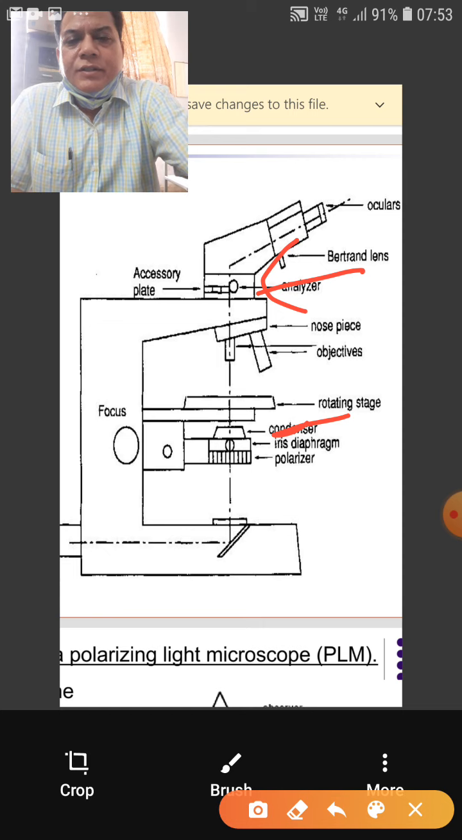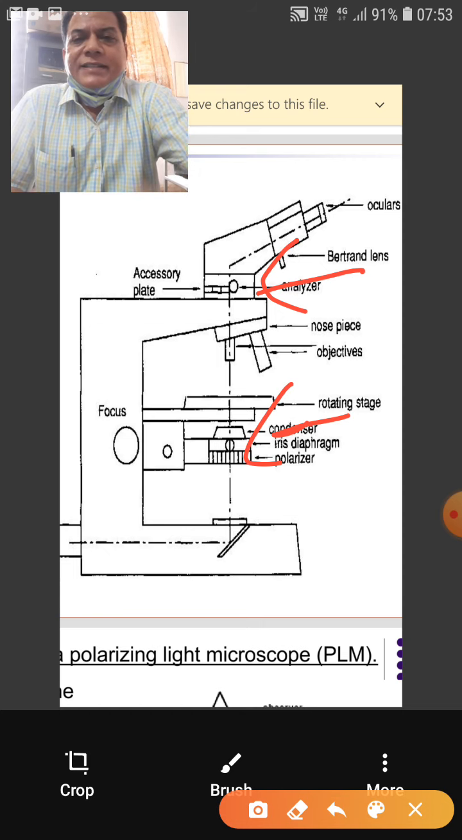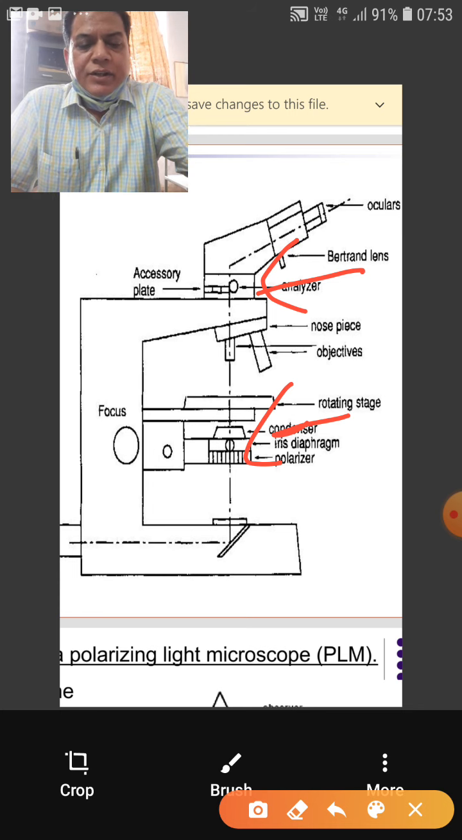Under crossed Nicols, both your polarizer as well as your analyzer are in position, they are inserted. That is the crossed Nicols position, and under it we identify the extinction angle of the mineral, the interference figure, and the twinning. So these three optical properties are observed under crossed Nicols.